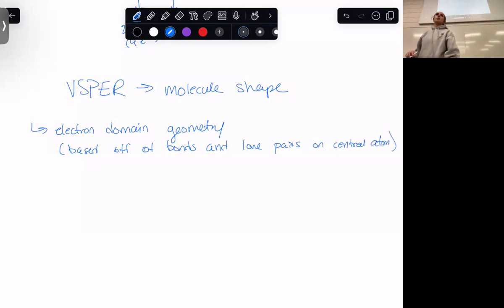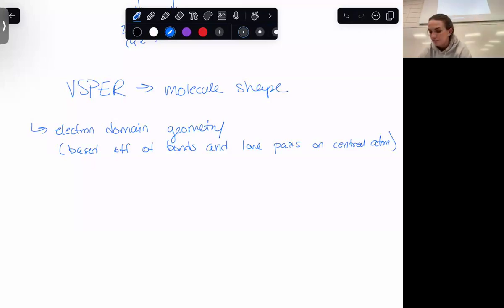Right, all of this is based off of that central atom. And it comes from drawing your Lewis structure. So you want to make sure you have the best Lewis structure, because then you can answer all of these questions about the shape of your molecule. Okay, if we have electron domain geometries, how many different electron domain geometries do we have?